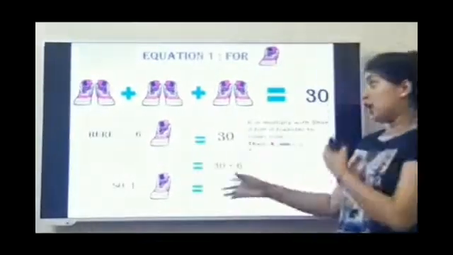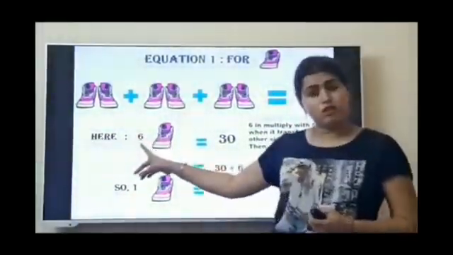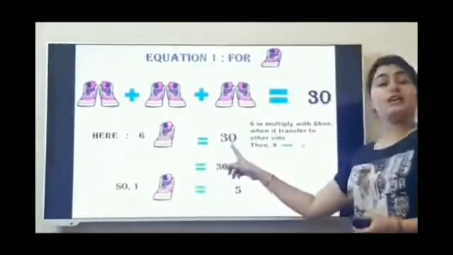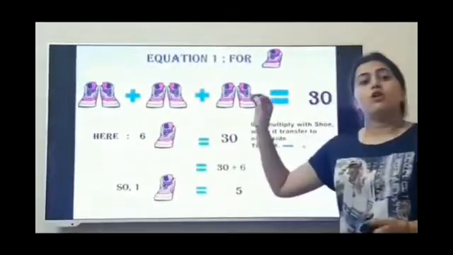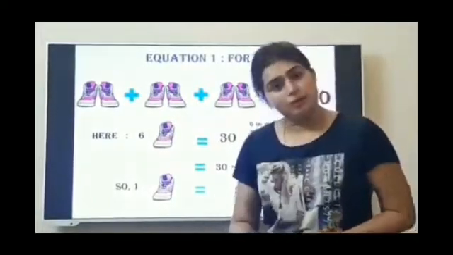Okay students, now as I can see, this shoe is along with the number 6. So I have to transfer this number 6 to this side. Only then will this shoe be alone. So for that we need to implement some mathematical concept.